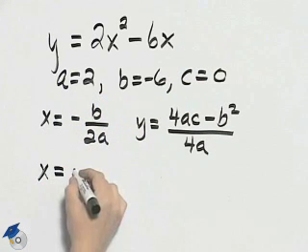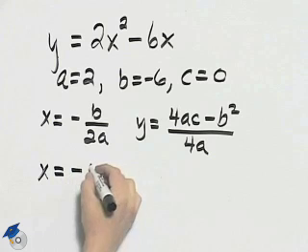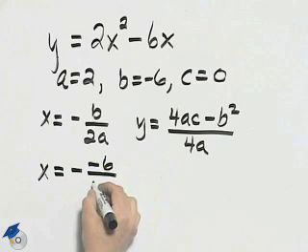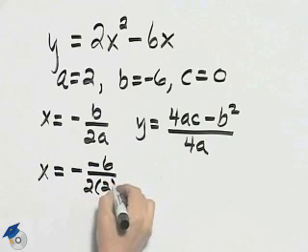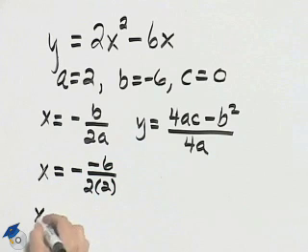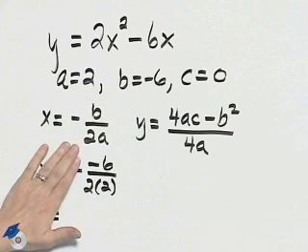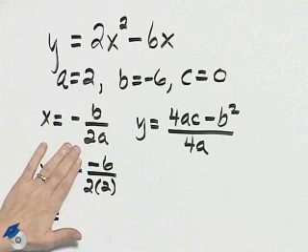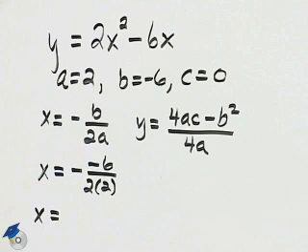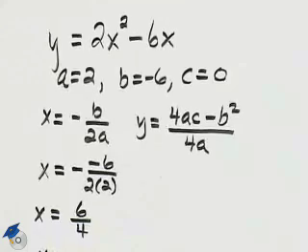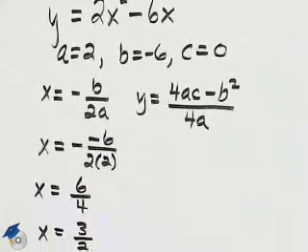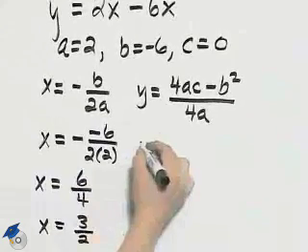We'll get x is equal to negative b, which is -6, over 2 times a, or 2 times 2. Simplifying this, we'll have -6 over 4, with another negative makes that 6 over 4, which does reduce to 3/2. Now we can find y.